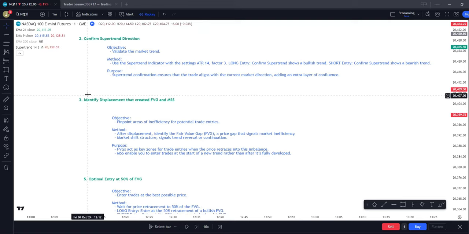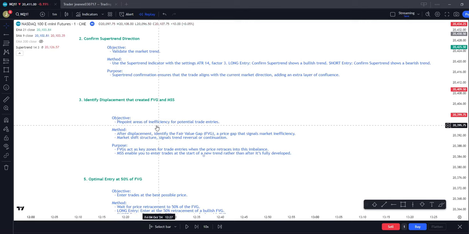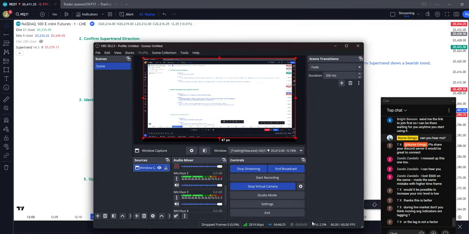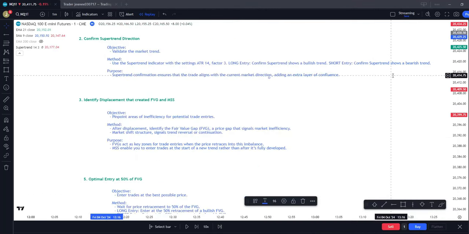And then number three, this is really important: identify displacement that created a fair value gap and market structure shift. This is where you put your entry. One of the difficult things when you are trading is you don't know where to enter the market, during the live market.